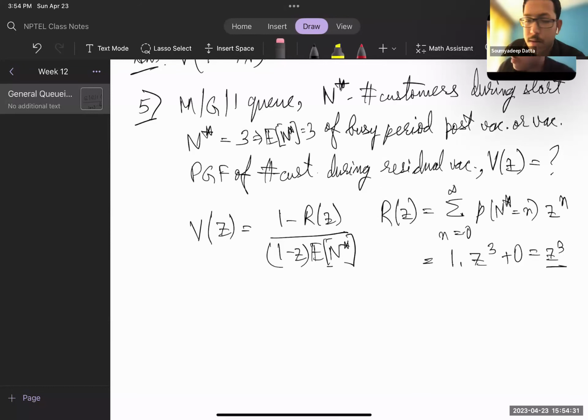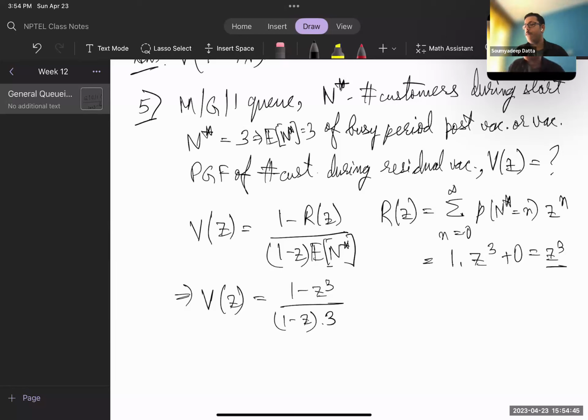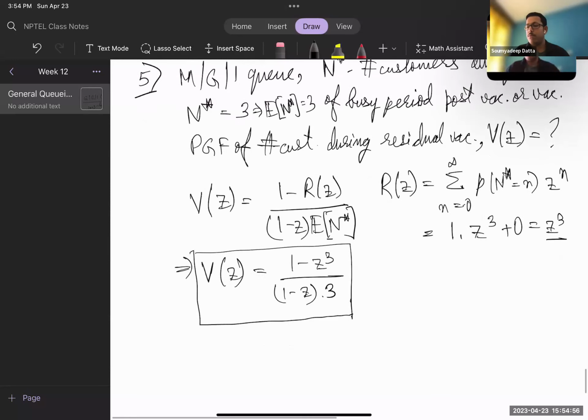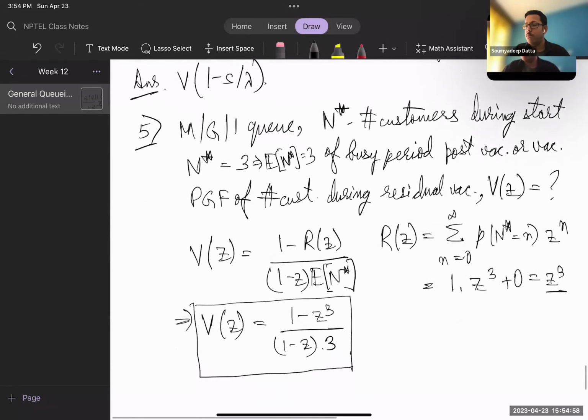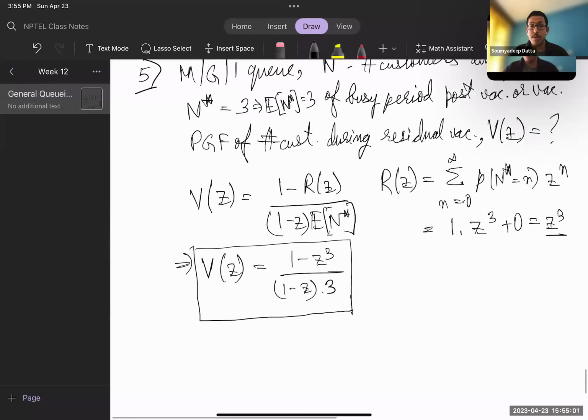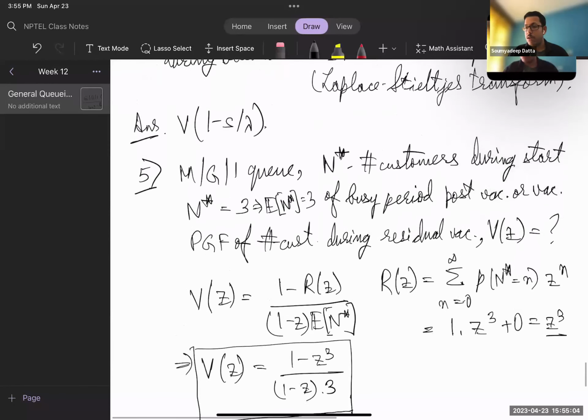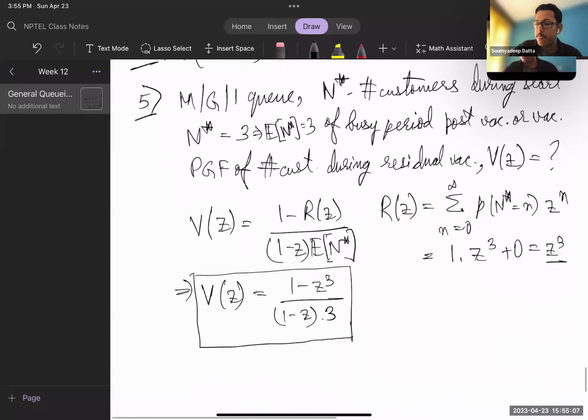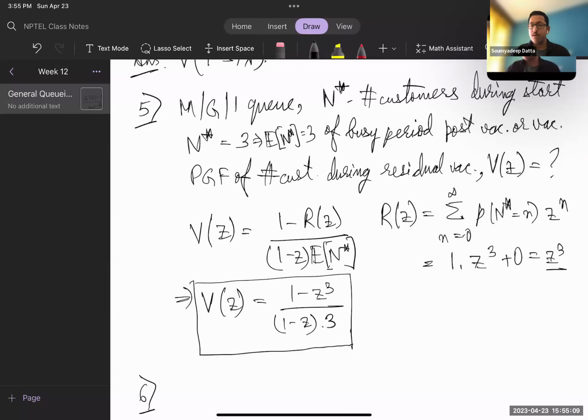And so we can substitute this here, right? So this answer will be (1 minus Z cube) by (1 minus Z) times 3. So this is the approach to solve this kind of problem. This is the PGF of the number of customers which are in the residual vacation period. Any questions with regard to this one?